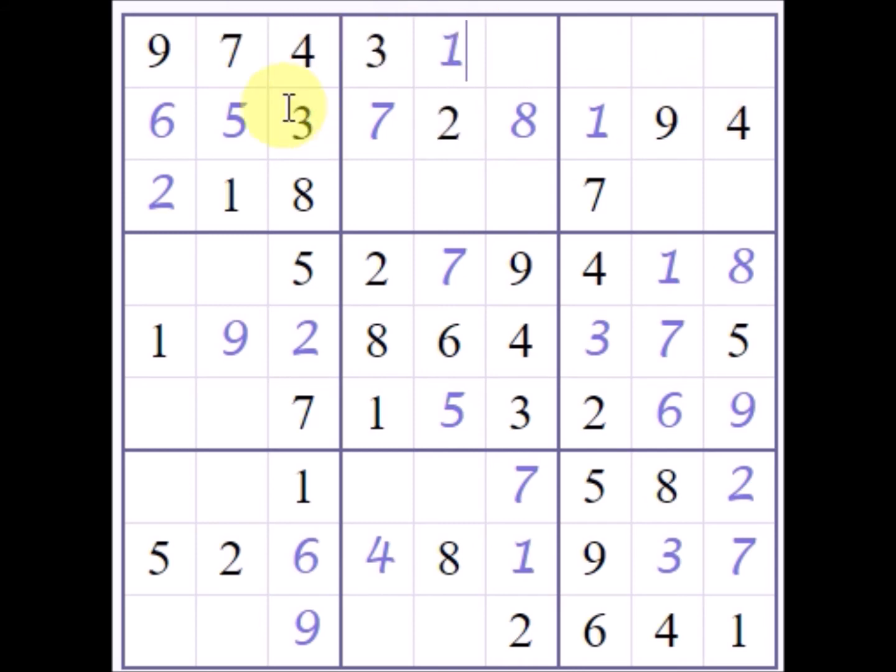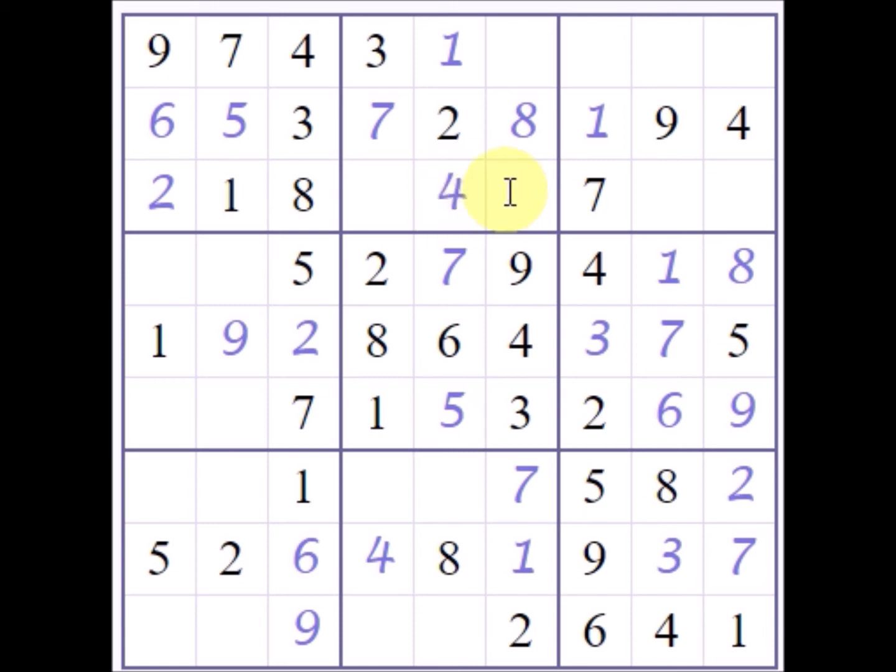Now we're going to look horizontally. There's a 4. This one cannot be a 4. We're going to look vertically. This 4 here eliminates these two. And this 4 here eliminates this one. So 4 can only go in this square here. Now we need a 5.